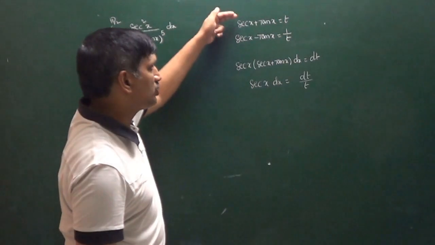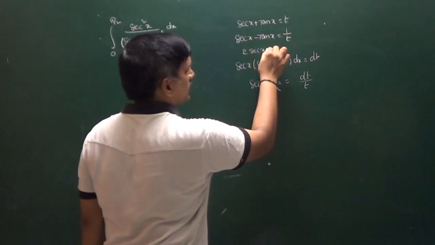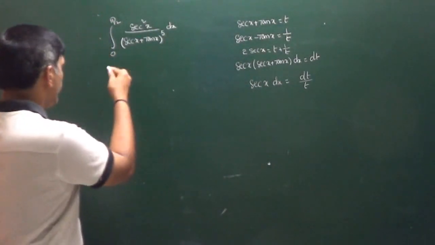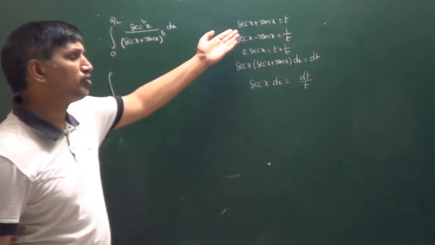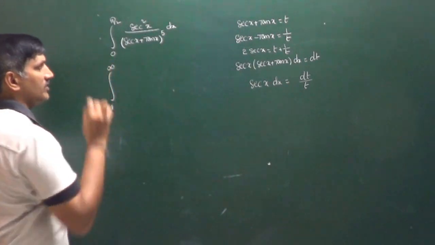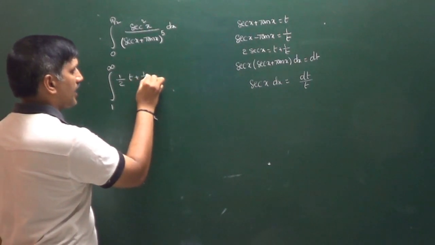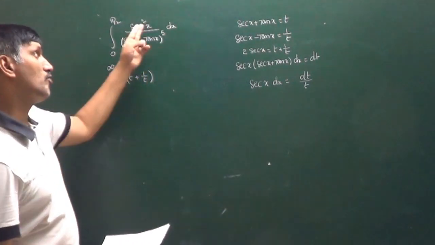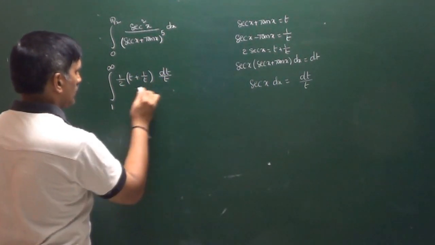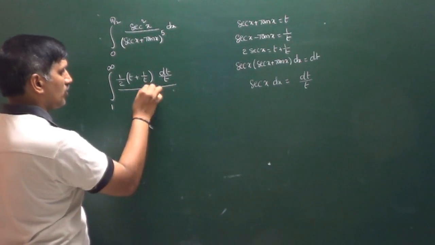Adding these two, we get 2 times secant x is equal to (t plus 1 by t). That is the idea that we are going to use. The limits change just like earlier, from 1 to infinity. In place of secant x we write 1 by 2 into (t plus 1 by t). In place of the other secant x dx, we write dt by t, divided by secant x plus tan x, which we write as t. That's why t to the power of 5.